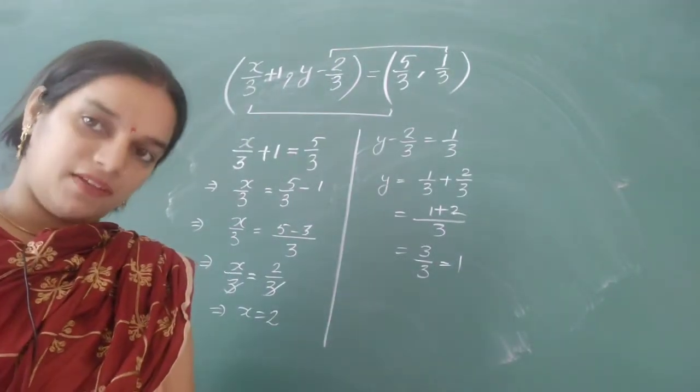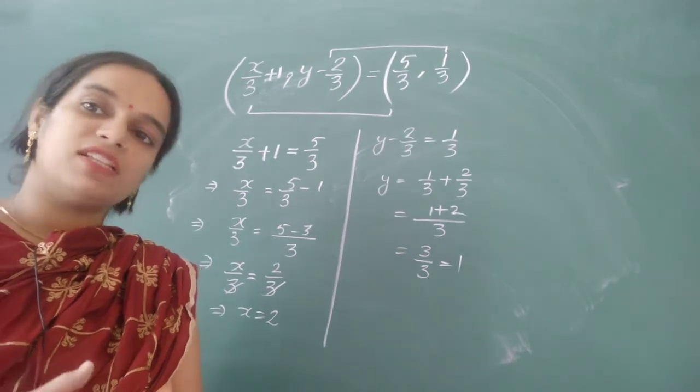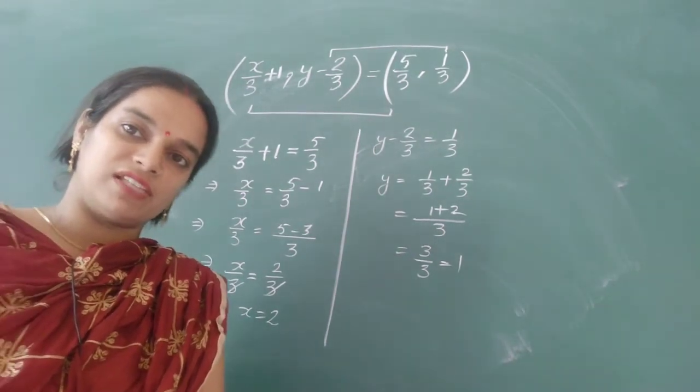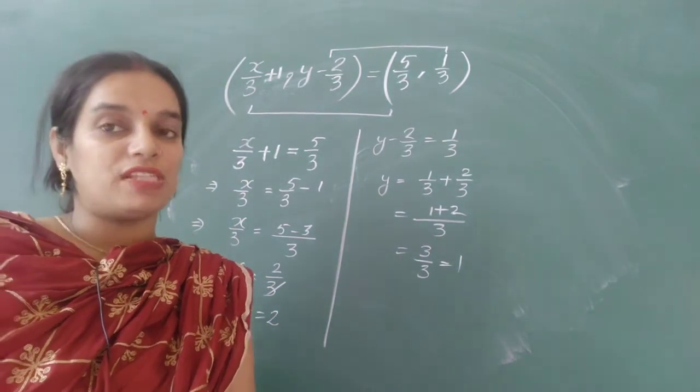Both the ordered pairs are equal, so we will equate their first element and their second element. Then by simple calculation we will find the value of x and y. Now come to question number 2 of NCERT.